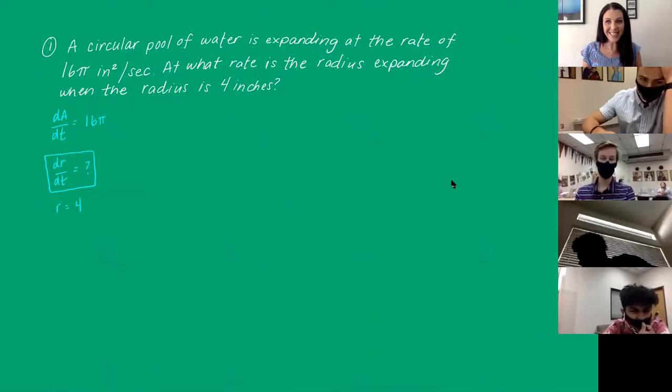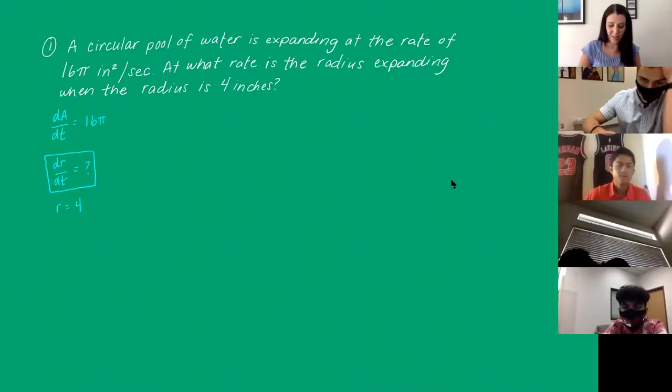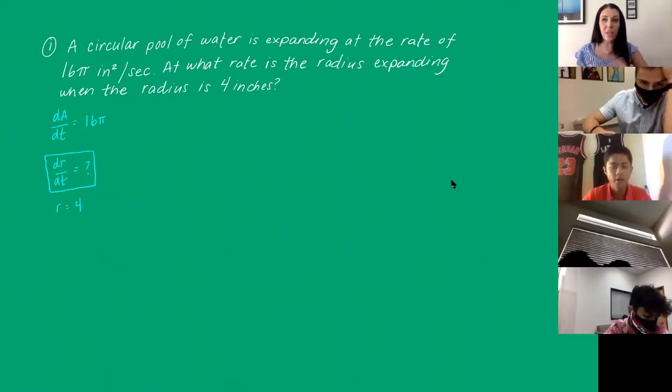Anyone? Can I take a guess? Yeah, go for it, Noah. Or should I do it in relation to the variables? No, just a general equation, so not using any of the variable stuff. Okay, general equation. 16 pi equals 4 question mark. Okay, so not quite. I will work this one out for you.